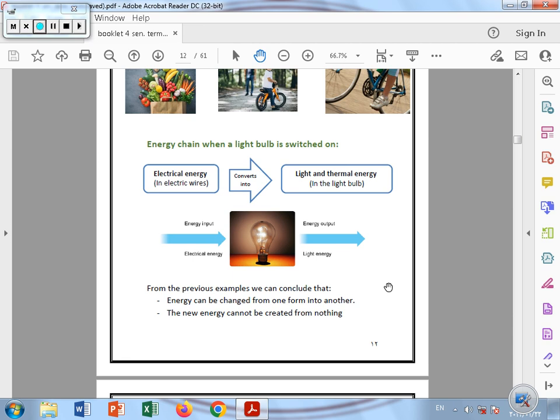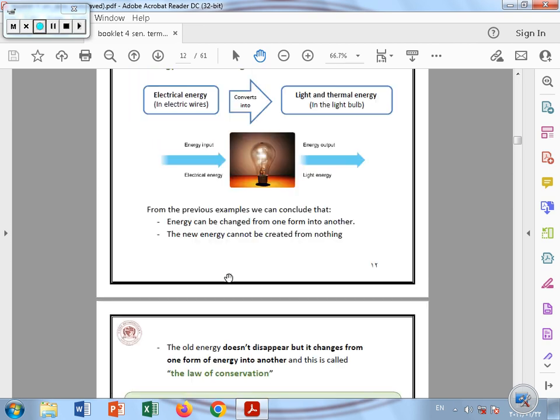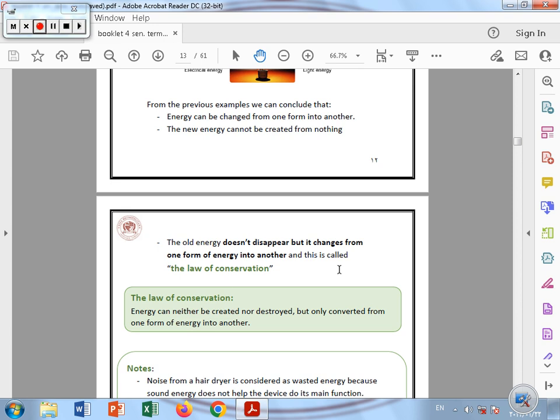So we cannot find energy that is created by itself. No, it's impossible. It comes firstly from the light that comes from the sun. After that, the energy changes from one form to another form. So the light bulb cannot give us light and thermal energy without taking the electric energy firstly. What else? We know that energy doesn't disappear, but it changes from one form to another form.